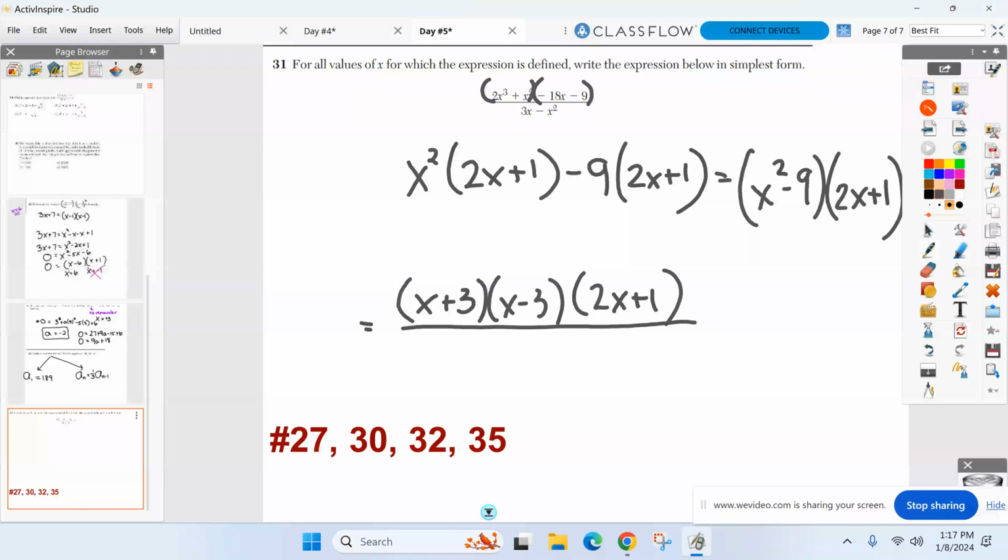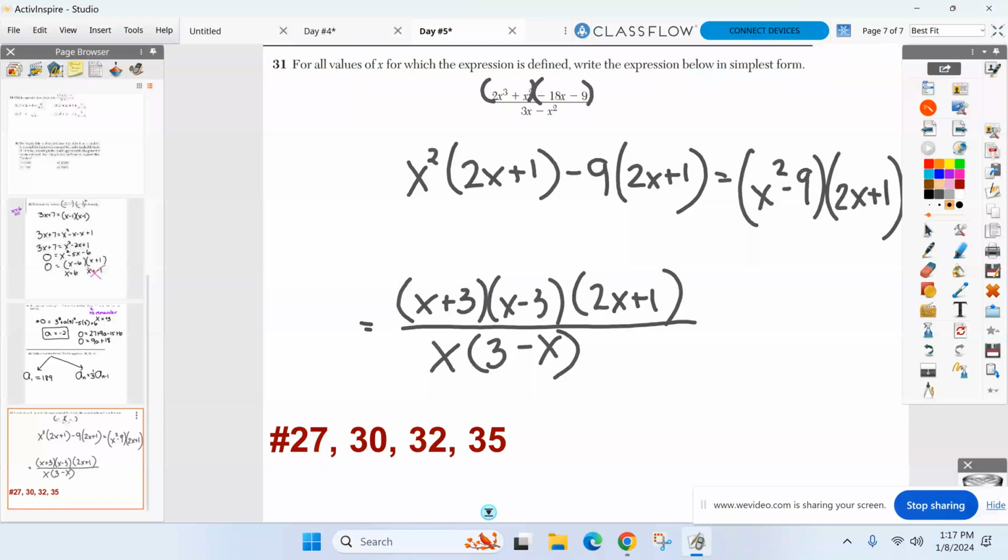That's the top. How about the bottom? Oh, we're going to finish this beast. Take out an x. I love it. GCF. And what's left? All right. Here's the finisher. Now we're ready to cross out. There's nothing that's the same on the top and the bottom, but something that looks kind of the same. X minus 3 and 3 minus x.